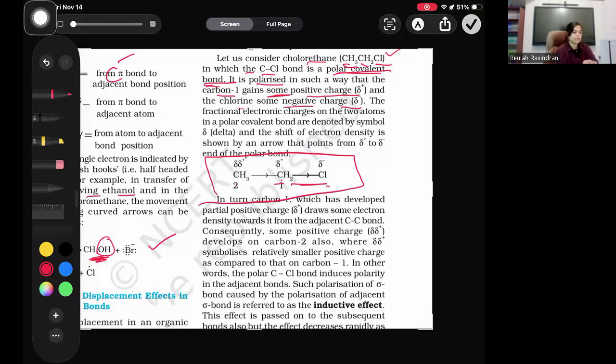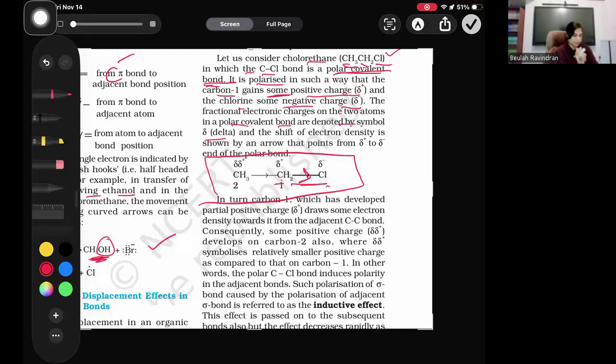The fractional electronic charges on the two atoms in a polar covalent bond are denoted by the symbol delta, and the shift of electron density is shown by an arrow that points from delta plus to delta minus. Here only the electron is shifted. The arrow mark denotes that the electron is shifted. Is it clear for you?